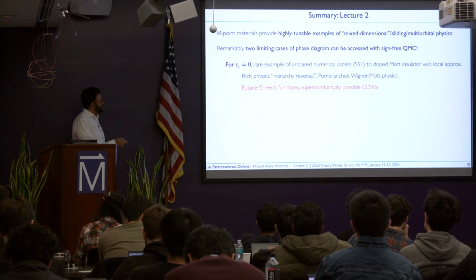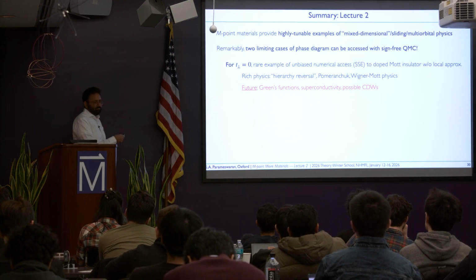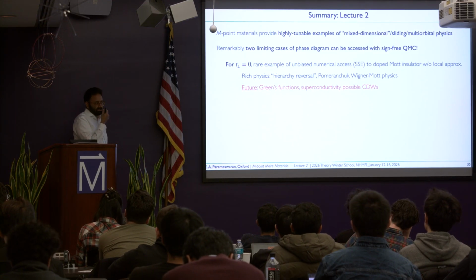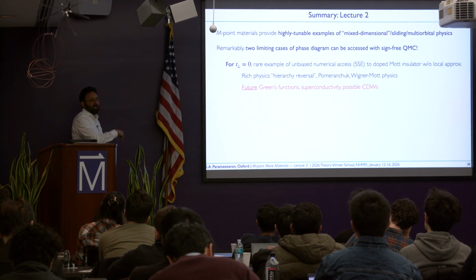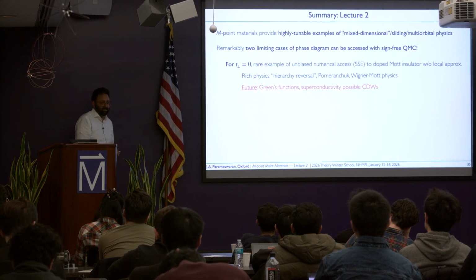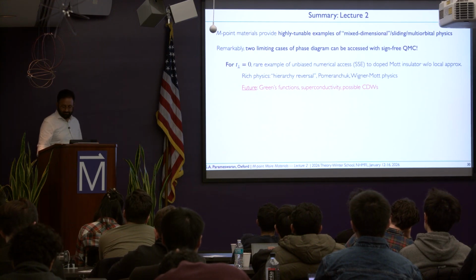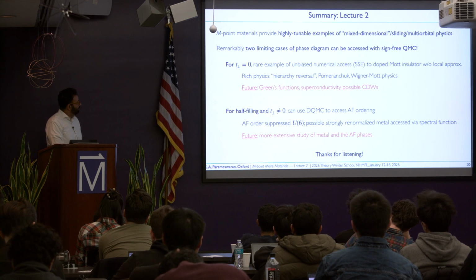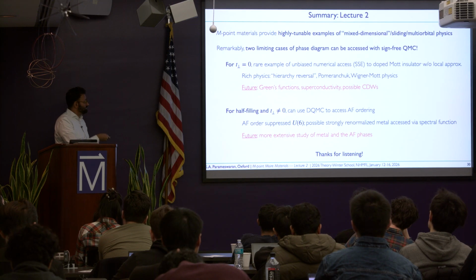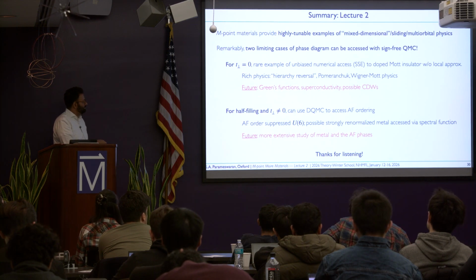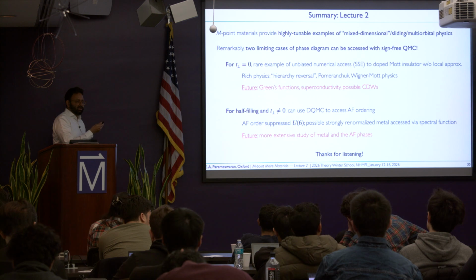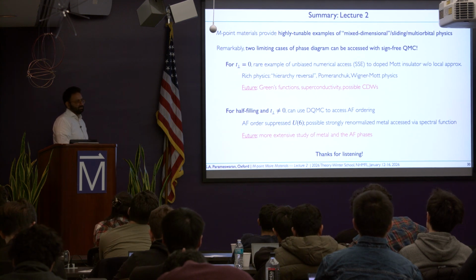Then I gave you a sketch of some of the rich physics. We are working on accessing Green's functions, which will allow you to perturbatively understand what happens as you add interwire couplings, going towards two dimensions. And for half filling and T perp not equal to 0, the 2D problem but at a specific filling, DQMC gives us some understanding of how this SU6 symmetry might play a role in giving you some stronger metallic states.